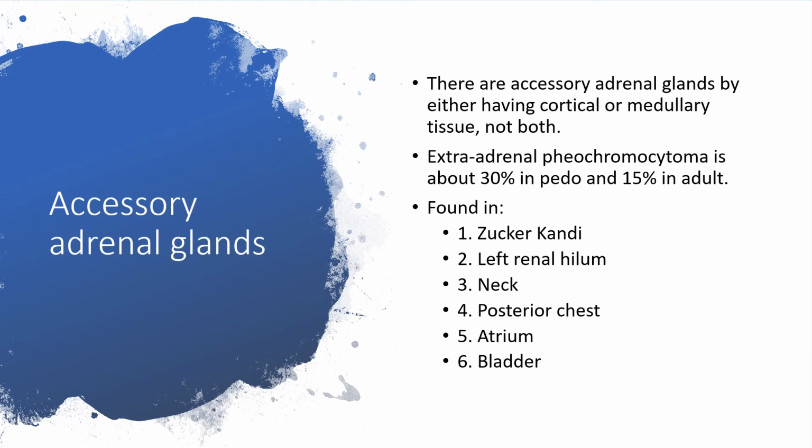Extra-adrenal pheochromocytoma is about 30% in pediatric age groups and about 15% in adults. Okay, because of that, accessory adrenal glands are found in other parts of the body. It could be found in the organ of Zuckerkandl, could be found in the left renal hilum, along the neck region, posterior chest, the atrium, and the bladder.